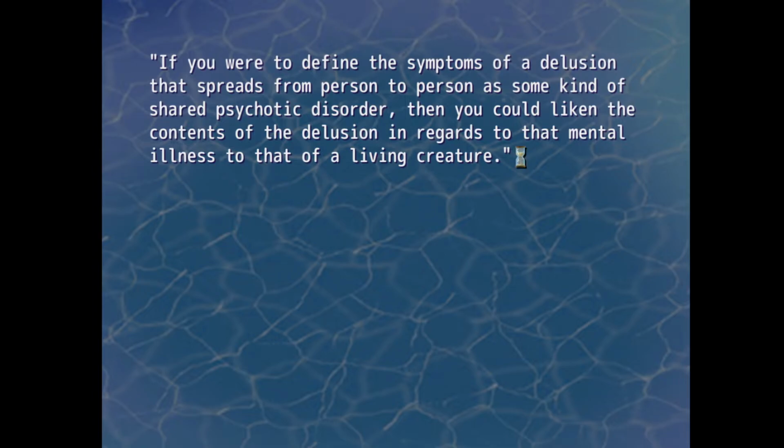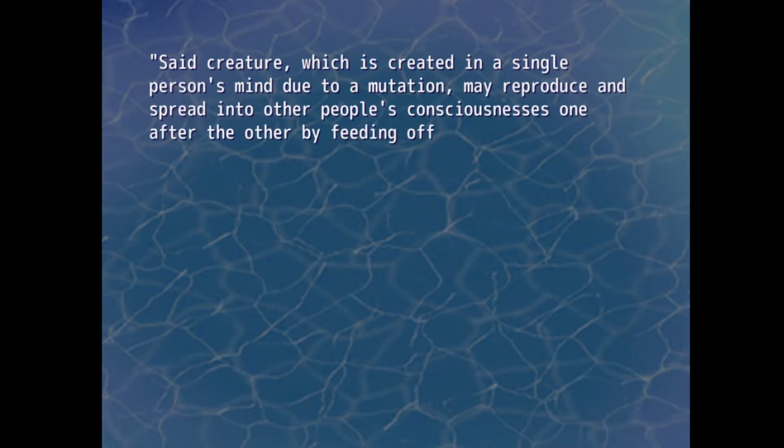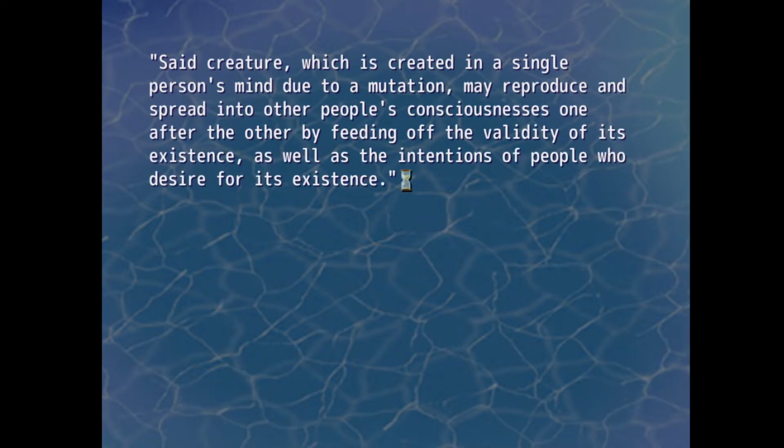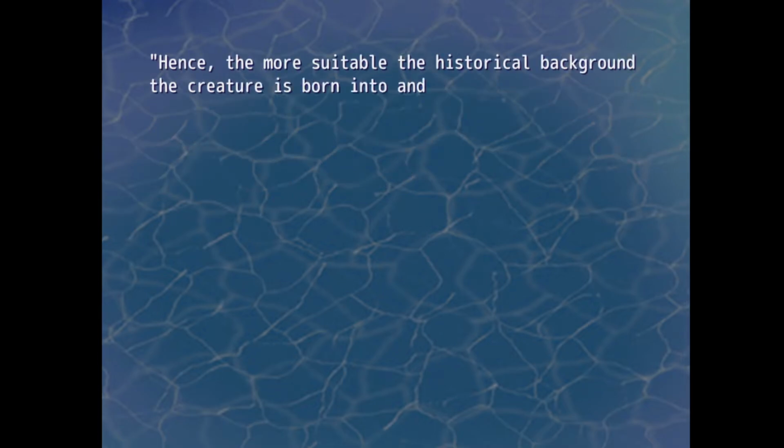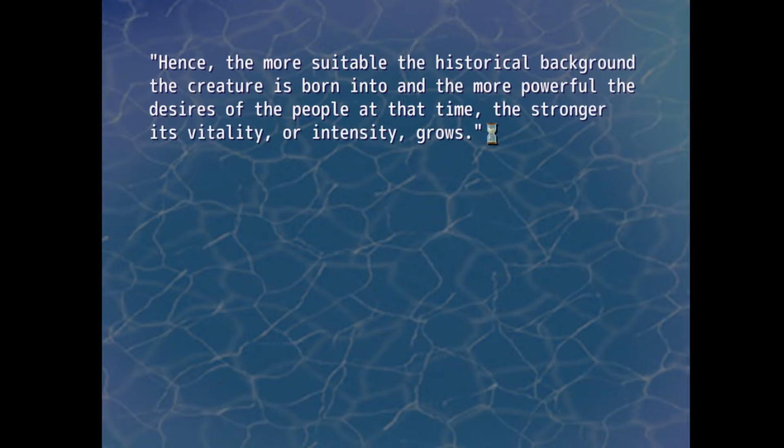If you were to define the symptoms of a delusion that spreads from person to person as some kind of shared psychotic disorder, then you can liken the contents of the delusion in regards to that mental illness to that of a living creature. Said creature, which is created in a single person's mind due to mutation, may reproduce and spread into other people's consciousnesses one after the other by feeding off the vitality of its existence, as well as the intentions of people who desire its existence. Hence, the more suitable the historical background the creature is born into, and the more powerful the desires of the people at that time, the stronger its vitality or intensity grows.